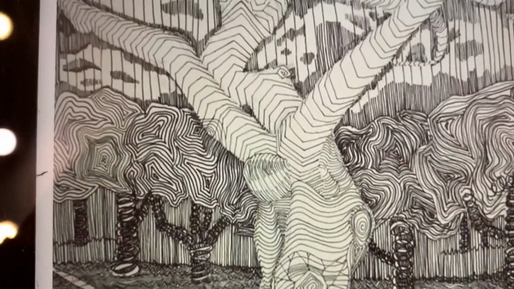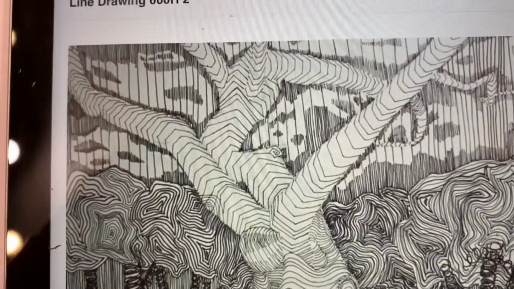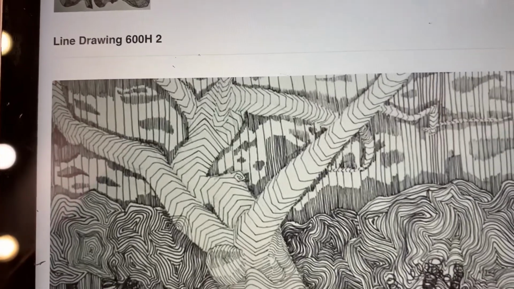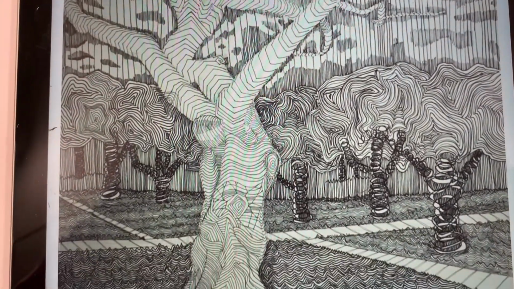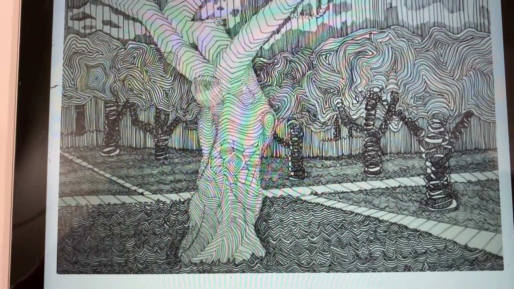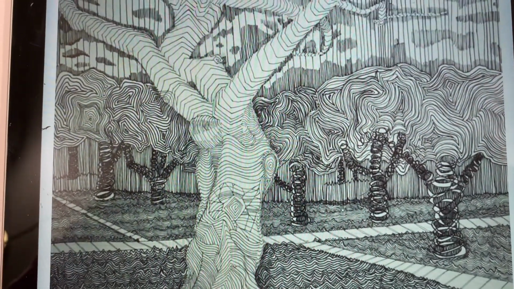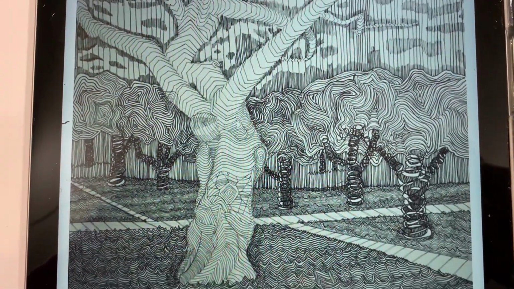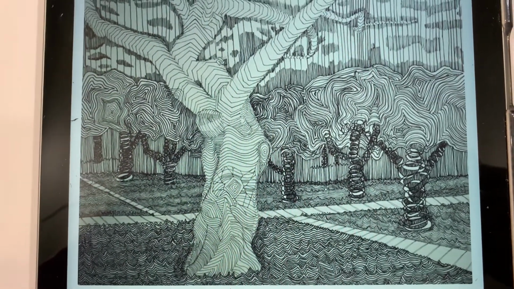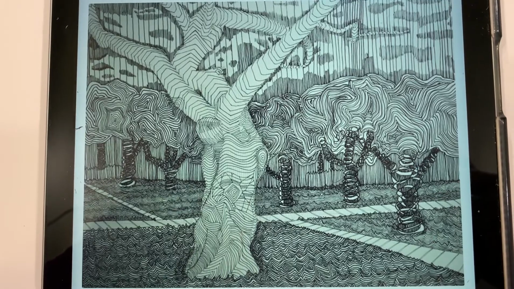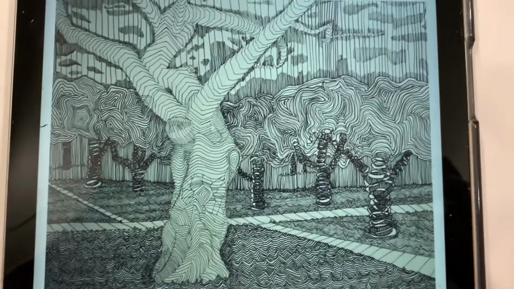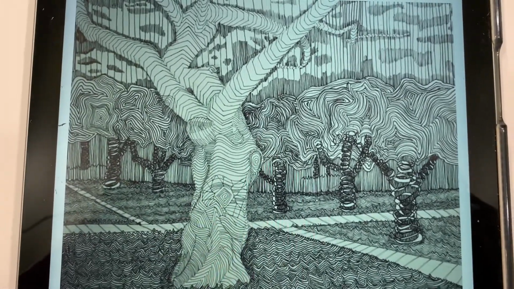So this is quite fascinating. And here, look at this, a tree. Look at the lines over here. Look how they curve around the trunk and branches. And the texture of the grass and the curved texture in the foliage of the trees behind.